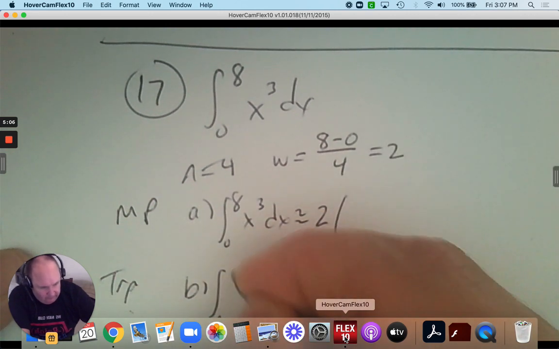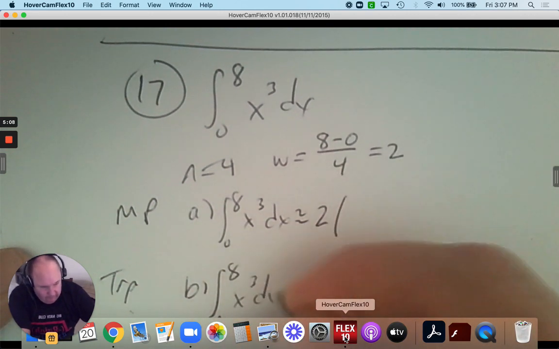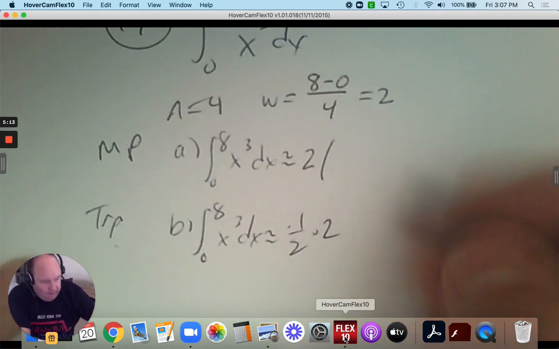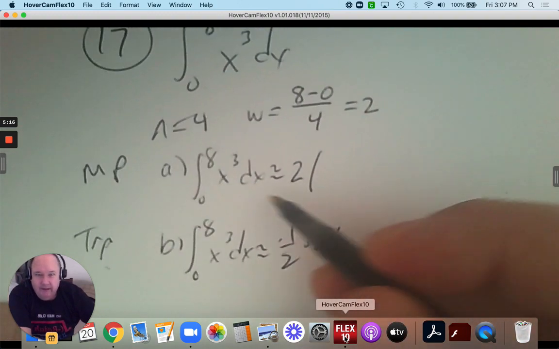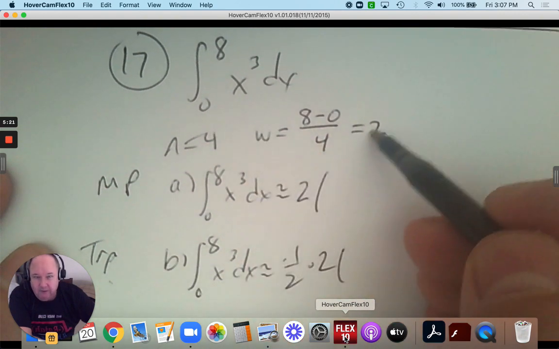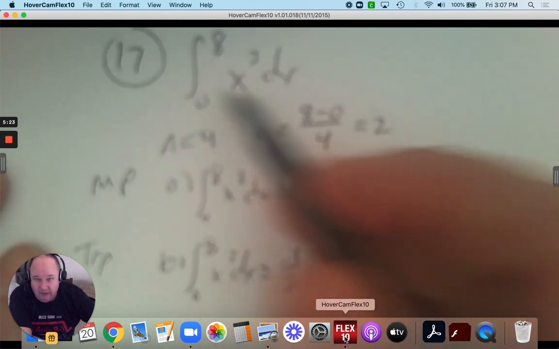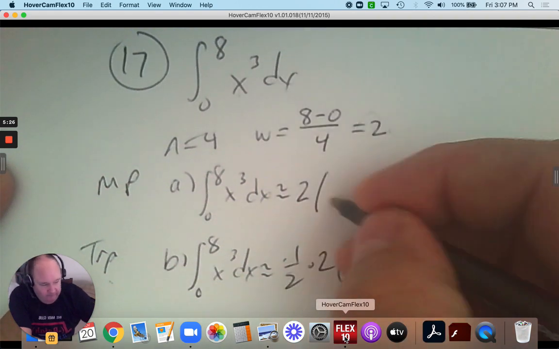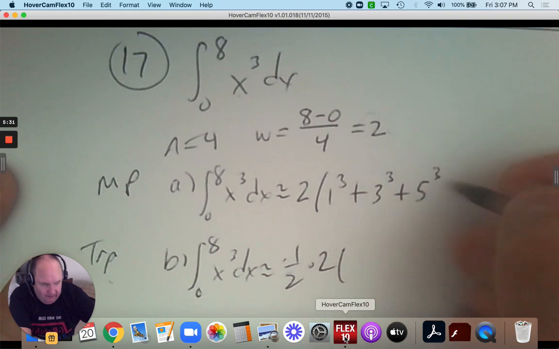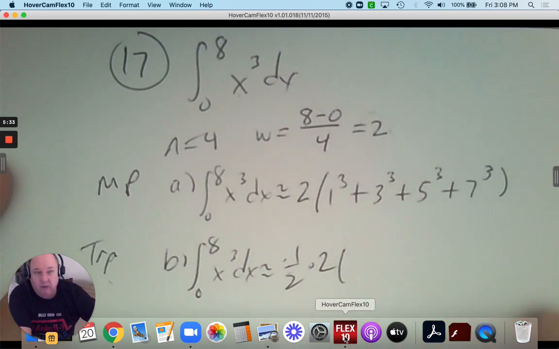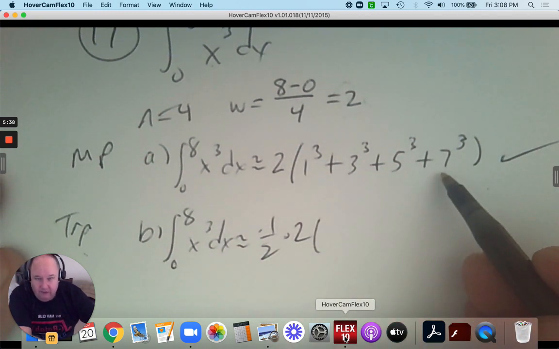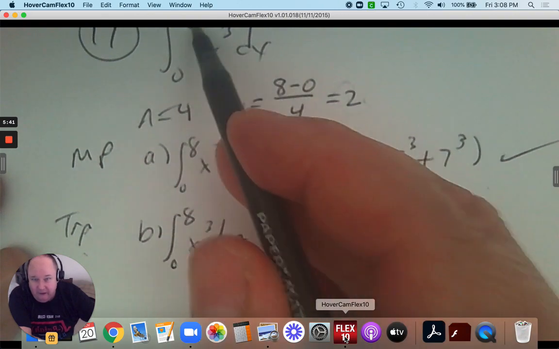I can do both at the same time, right? Maybe. Now the trapezoid starts this way: 1/2 times the width. Now for a midpoint, I'm finding the middle x value. So if it has a width of 2, the middle x value, I first plug in 1, then I plug in 3, then I plug in 5, and then I plug in 7. I don't even want to simplify it, but that's it right there. So these give me the heights of each rectangle, the middle x value, and you plug it into the equation.